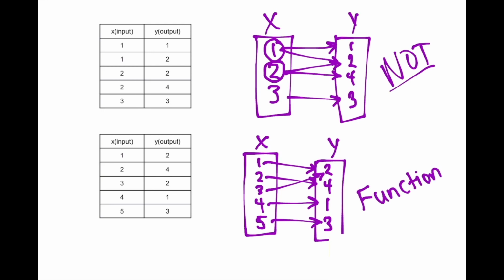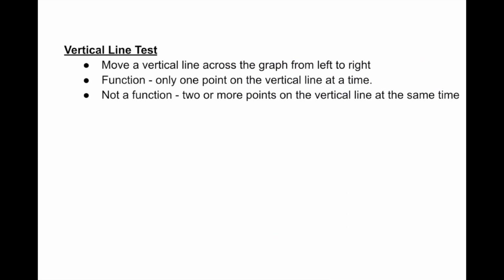The key to this is to look at the x values in the table. Notice that the first one has 2 1s and 2 2s in the inputs, where the second one does not have any repeat inputs. Now that we've talked about the tables of functions, let's look at the graphs of functions.